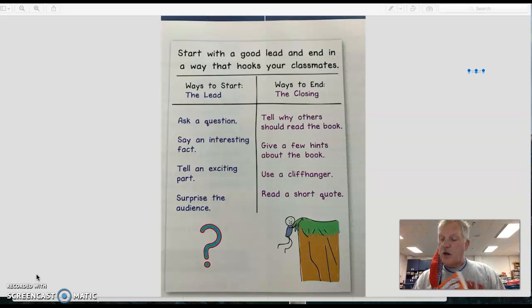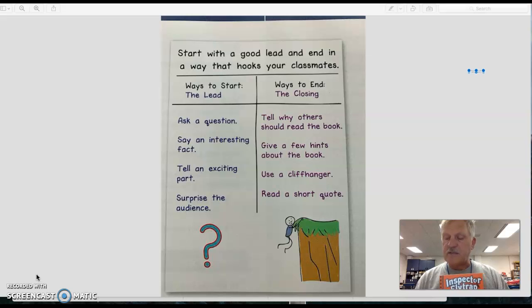Okay? So, the first sentence in your book talk is called the lead. It's to get the person excited about the book, jumping in real quick with them about what they're reading or might want to read. And then the last sentence is called the closing. When you close with something to hook them in to make them want to read.